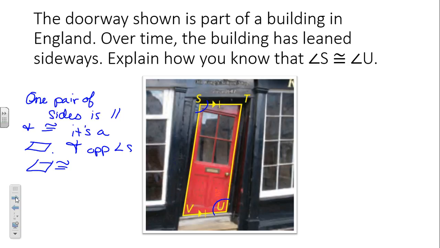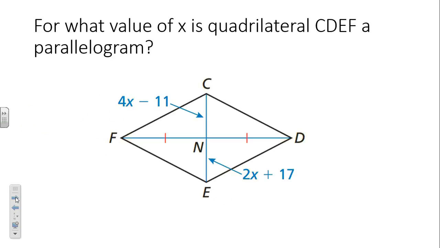We can do these, right? Because one pair of sides was both parallel and congruent, then that means it has to be a parallelogram. And once we know it's a parallelogram, opposite angles have to be congruent. Thumbs up, we're good? Okay, next one. Last one, or second last one.